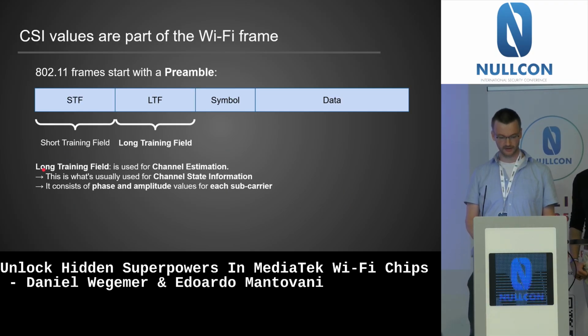Our CSI values, when we look at the Wi-Fi frame, are stored in the preamble. The preamble consists of a short training field and a long training field, the symbol field and the actual data. And for our channel state information, we need to look at the long training field.